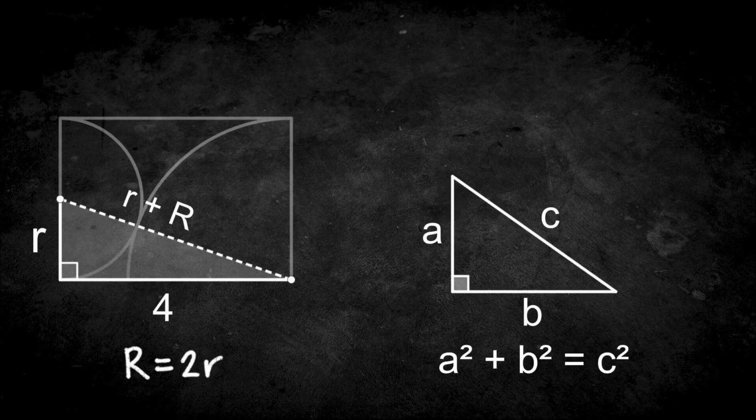Next, draw a line that connects the centers of the semicircle and quarter circle. That segment consists of small r and capital R. Now, we have formed a right triangle with hypotenuse of small r plus capital R and legs of small r and 4. Applying the Pythagorean theorem on the right triangle, we get 4 squared plus small r squared is equal to small r plus capital R all squared.